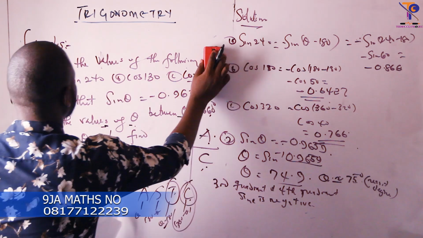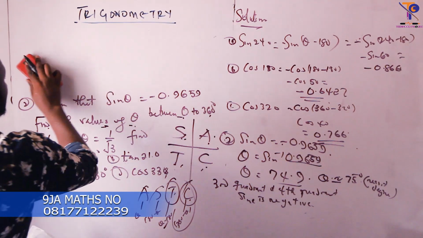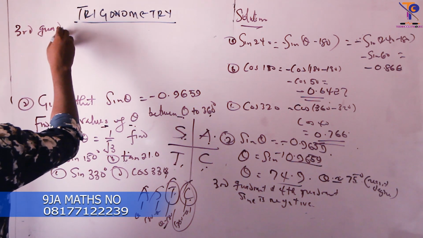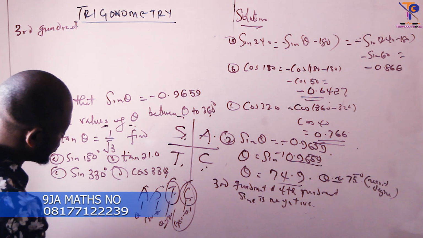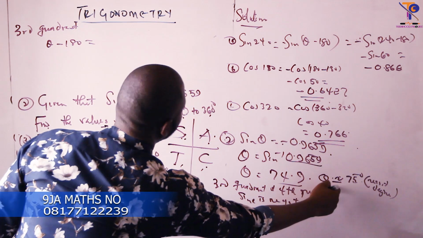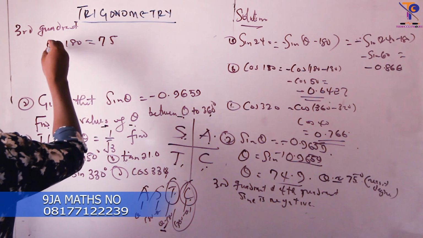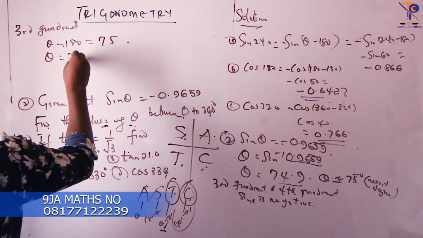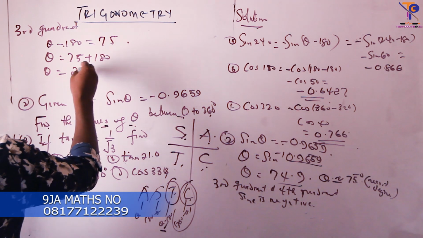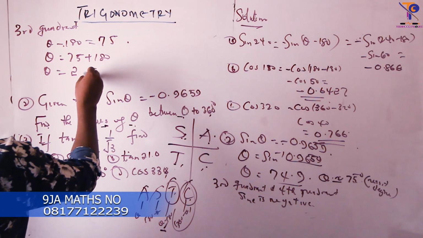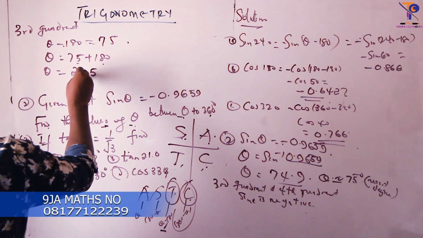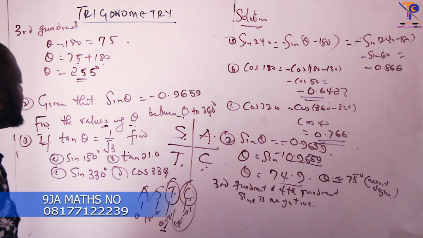So let me clean this part. We can then take the third quadrant now. What is our third quadrant? That is theta minus 180, equal to 75. I send this to the other side, so theta is equal to 75 plus 180 degrees. So theta is equal to 235. No, 255, sorry. This is 255 degrees.